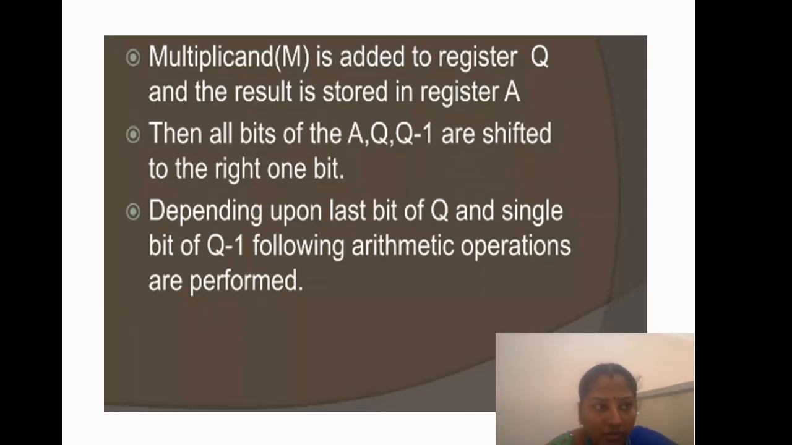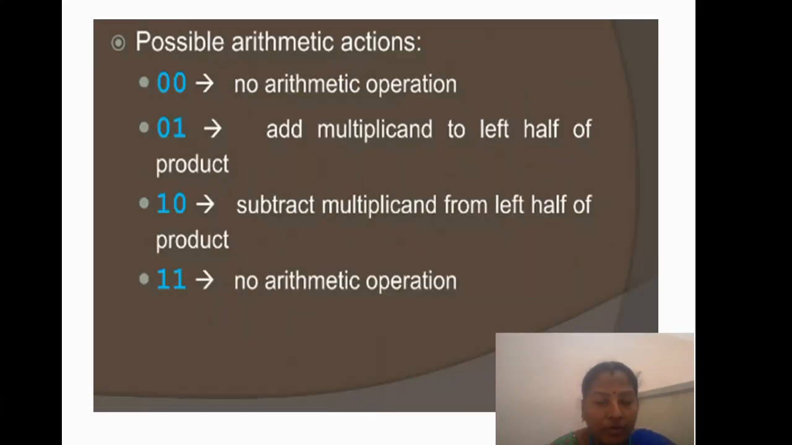So always what we will do is shifting. We will be shifting the A, Q and Q minus 1 registers by one bit to the right-hand side. So a right shift will be performed for one bit. Depending upon the last bit of Q and Q minus 1, we will be performing the arithmetic operation. What is the operation we are going to perform? The basic arithmetic actions are: if it is the same digit, that is 0 0, then no arithmetic operation is performed.